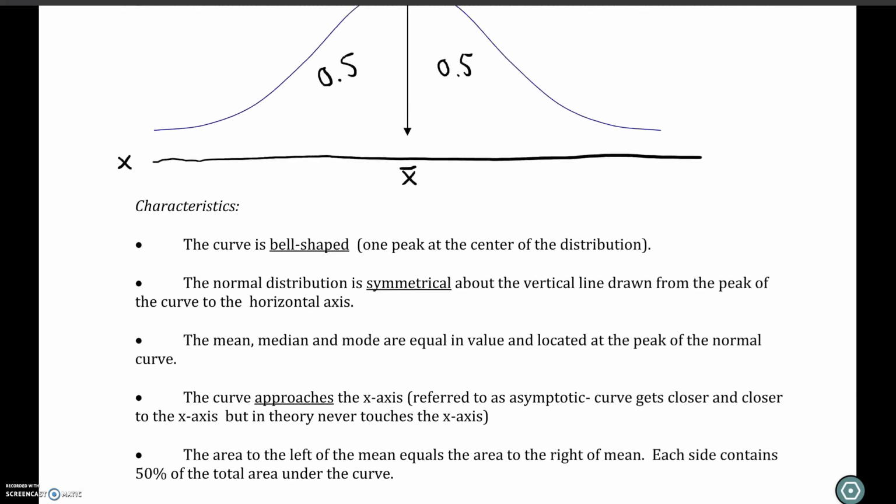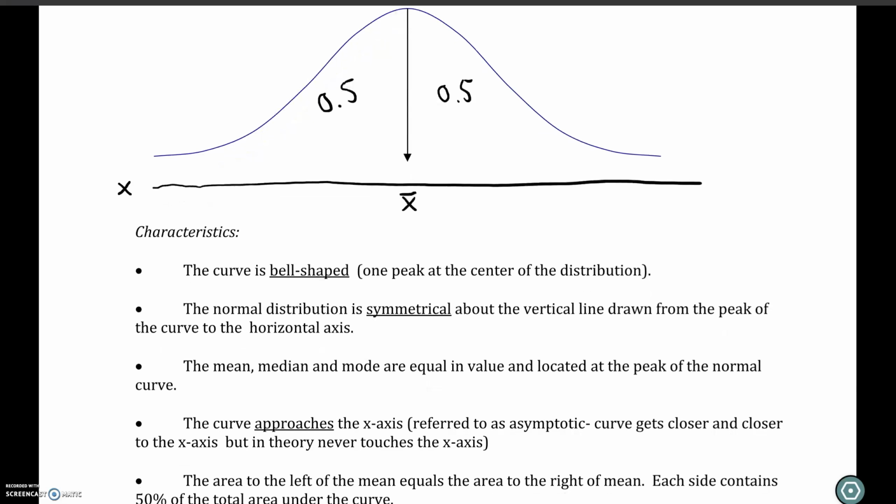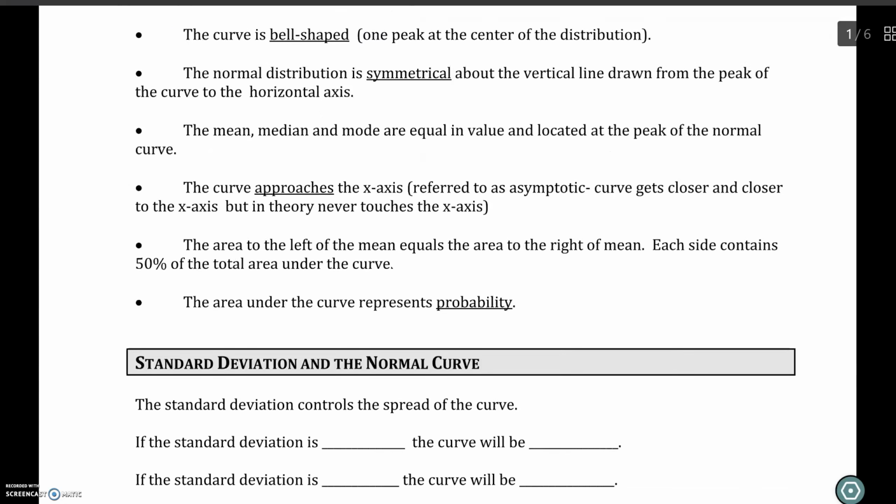When it comes to understanding this curve, what controls how spread out it is is how big the standard deviation is. We can still label the x-axis with standard deviations. To the left, we're 1, 2, or 3 standard deviations below the mean. And to the right, we're 1, 2, or 3 standard deviations above the mean.